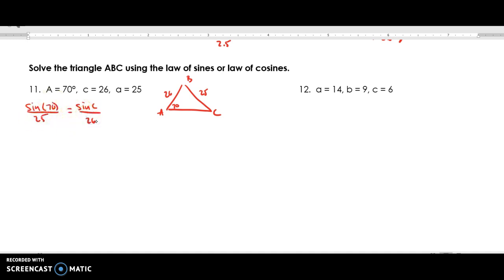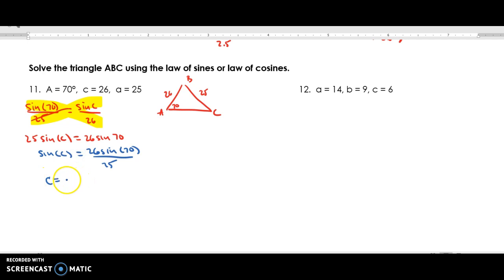When I cross multiply to solve for c, I'm going to get 25 times the sine of c is equal to 26 times the sine of 70. So again, I cross multiplied this way, then I cross multiplied this way. So the sine of C is equal to 26 sine 70 divided by 25. And we're going to say C is the inverse sine of that amount.